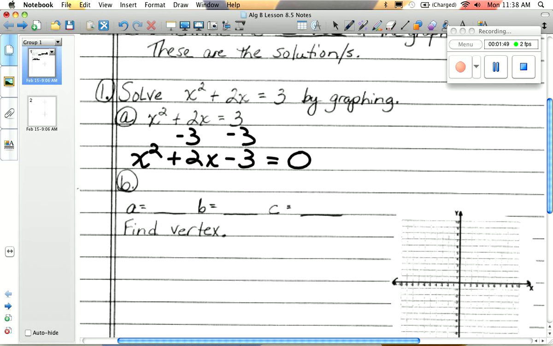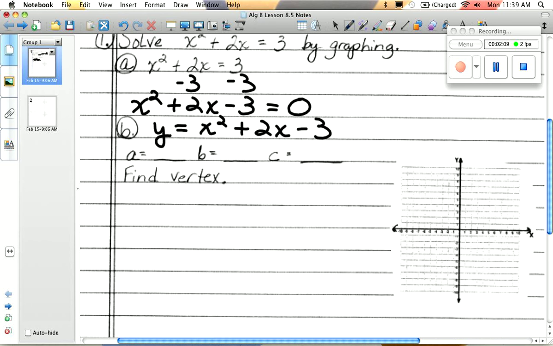Now in the next step, it said graph the related quadratic equation. So we are actually going to replace our 0 with a y, and we're going to write our equation. It wouldn't matter, we could just have the y on the other side: x squared plus 2x minus 3 equals y. Because what we're going to do is identify our a, b, and c to help us graph this. What's our a value?